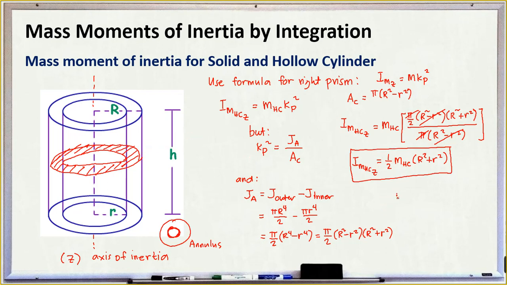Okay, and how about the mass of this hollow cylinder? This is just equal to the density times the volume of the cylinder. So the volume of this cylinder is the cross-sectional area, that is pi times R squared minus r squared, again times the height. Okay, so don't forget this is density, and it depends upon the material composition of the solid.